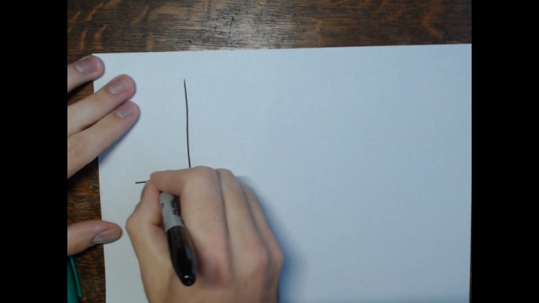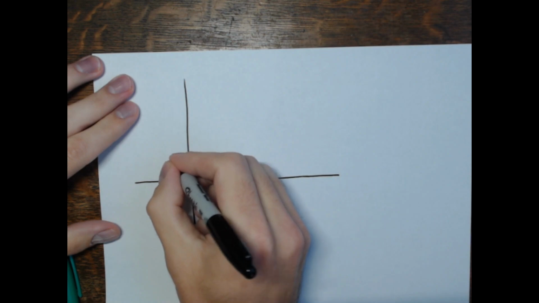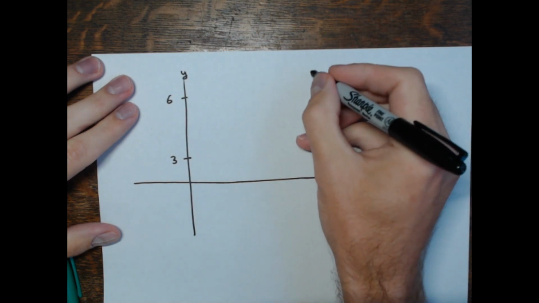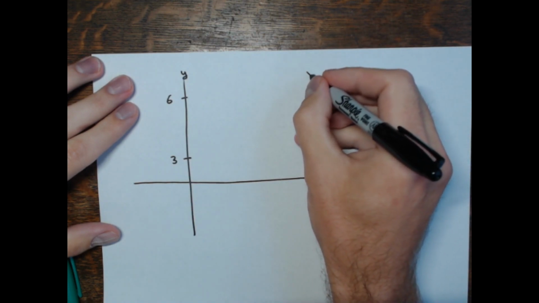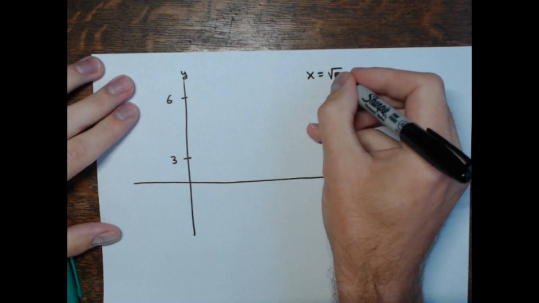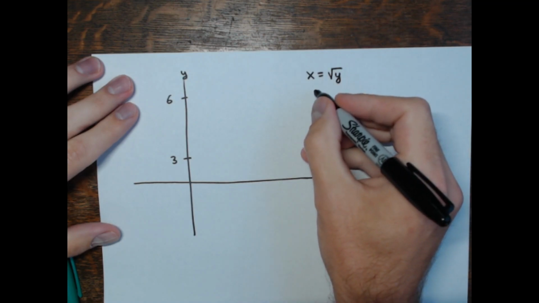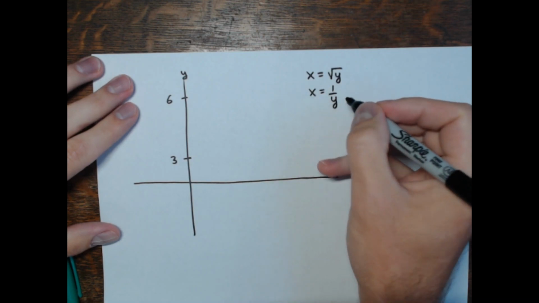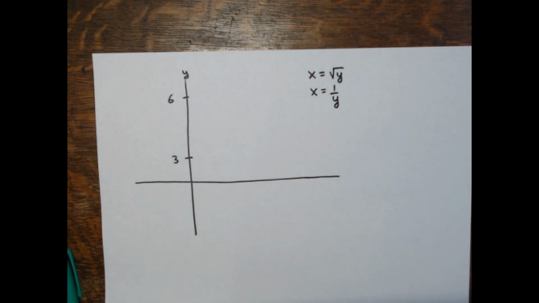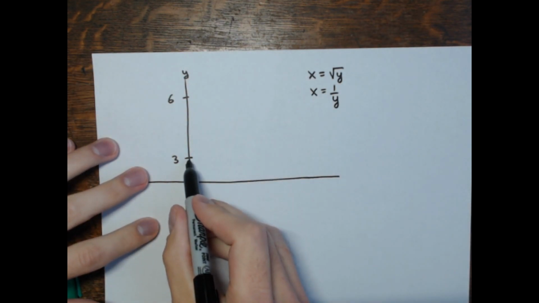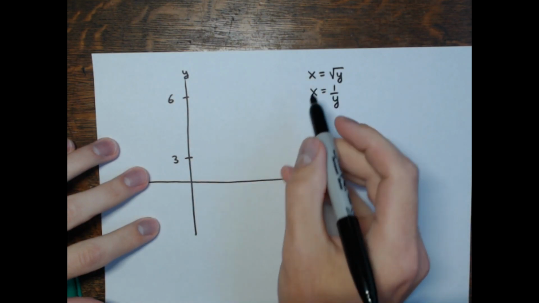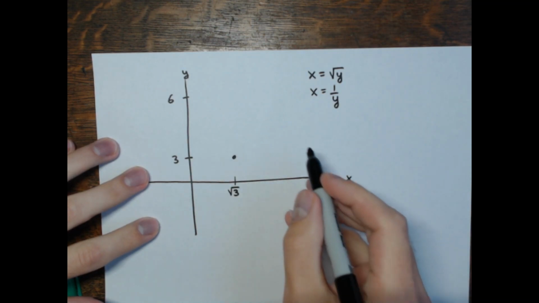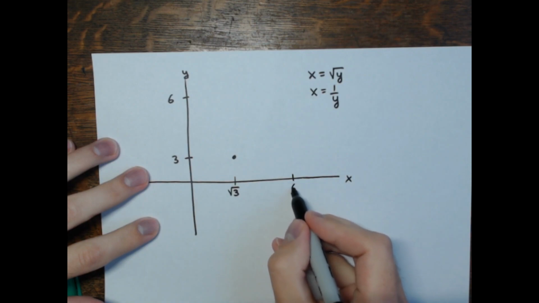So let's draw this region. There's y equals 3, y equals 6. The curves we're given are u of y equals the square root of y, so x equals the square root of y. And the other curve given, v of y equals 1 over y, so x equals 1 over y. And if I draw these, I'll do the first curve. When y equals 3, x is the square root of 3 at that point. And when y equals 6, x equals the square root of 6.